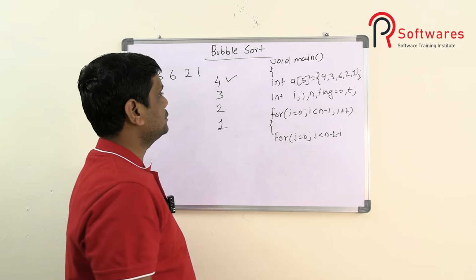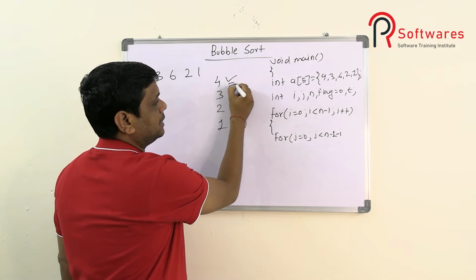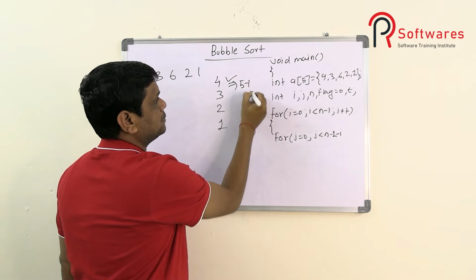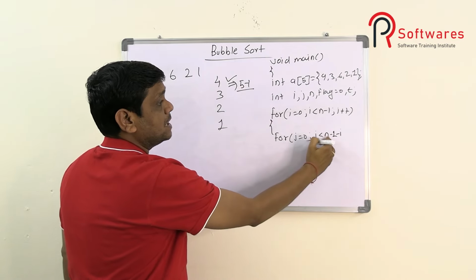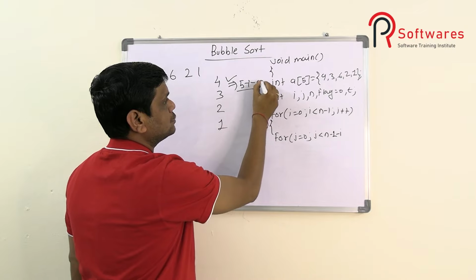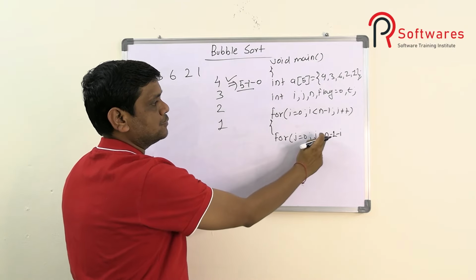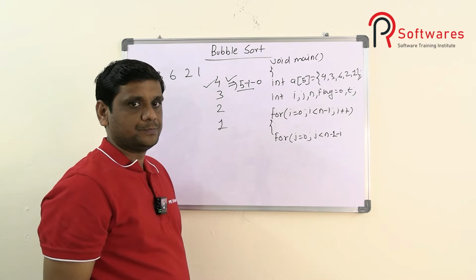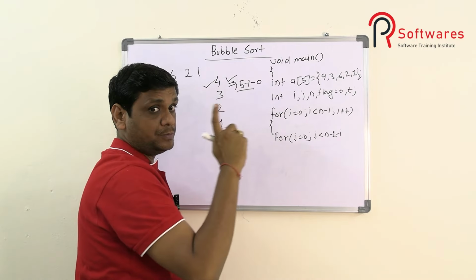Why minus i? Let us observe here. First time, n value is 5 minus 1, it will become 4. Minus i, the first time i value is 0, so it will become 4 only. So the first time it will execute 4 times, no problem. Second time my i value will be 1.